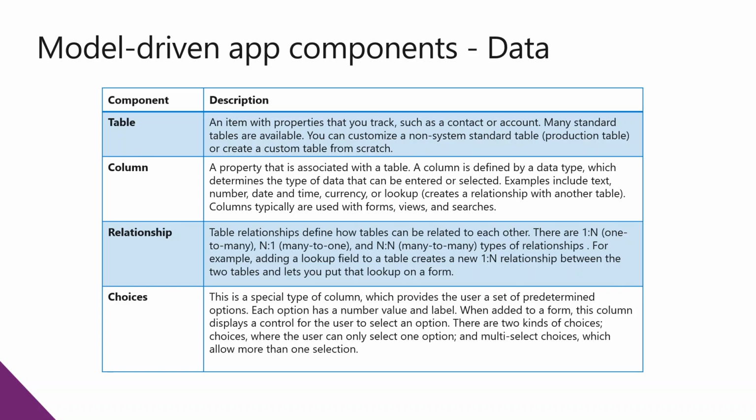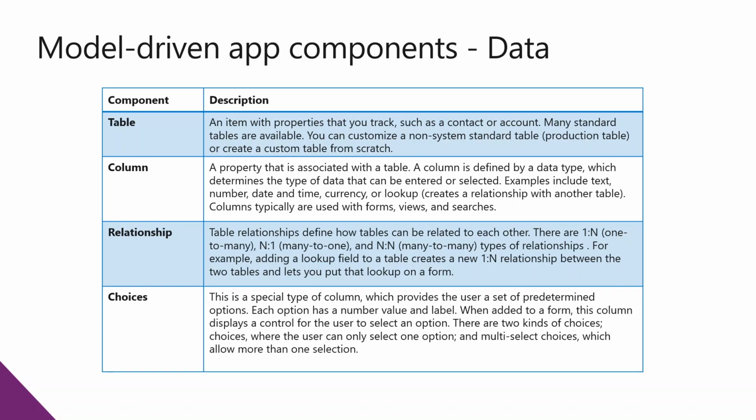And then you have choices, which is a special type of column which gives the user a set of predetermined options. Each option has a number value and a label. When added to a form, this column will just create that control for the user to select an option.